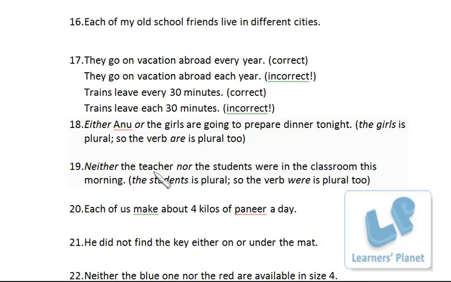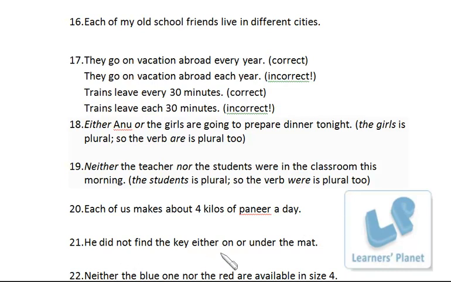Okay, neither the teacher nor the students, right? Here students is plural, that's why we are using a plural verb. Were in the classroom this morning, right? Each of us make about 4 kilos of paneer a day. Sorry, it should be makes. Each of us makes about 4 kilos of paneer a day.